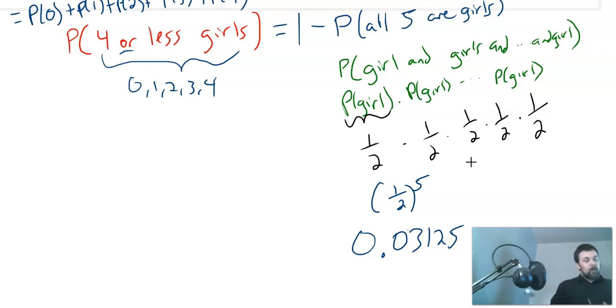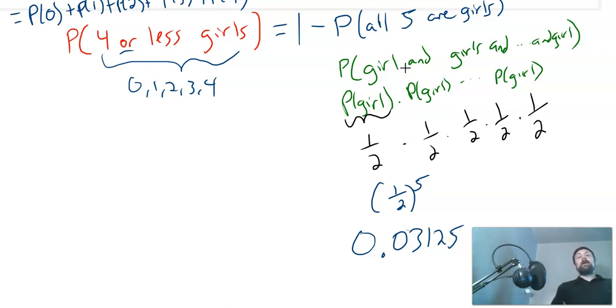Right? There's a 1/2 probability that the first child is a girl, 1/2 probability that the second child is a girl, so on and so forth for all 5 children. And because it's an and, because we need the first child to be a girl and the second child to be a girl and the third child to be a girl, that it's a multiplication rule. So we multiply 1/2 to itself 5 times.